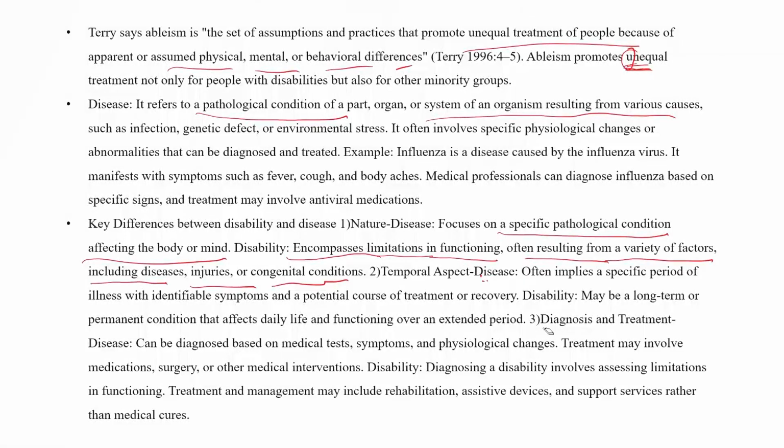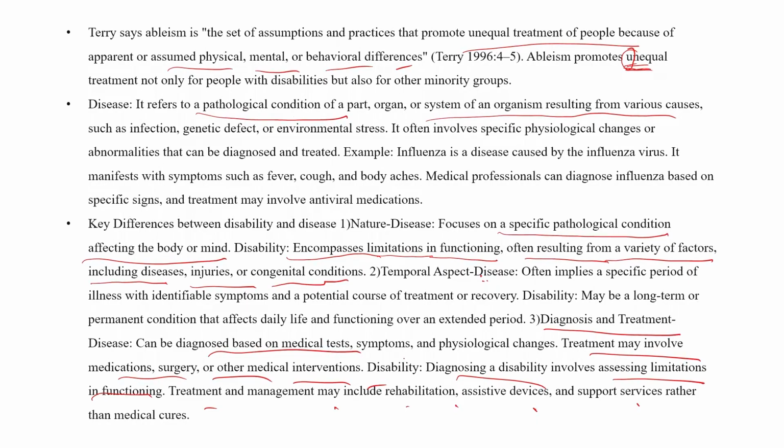Look at the third criterion, look at these slides now, diagnosis and treatment, right. Disease can be diagnosed based on medical tests, symptoms and physiological changes. Treatment may involve medication, surgery, other medical intervention. Diagnosing a disability involves assessing limitations in functioning. Treatment and management may include rehabilitation, assistive devices, support services rather than medical cures, right. So, this is what I was talking about.